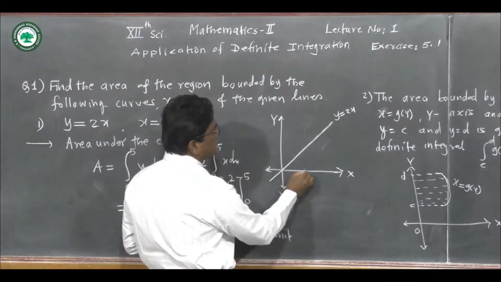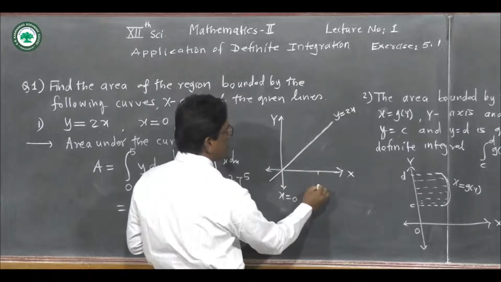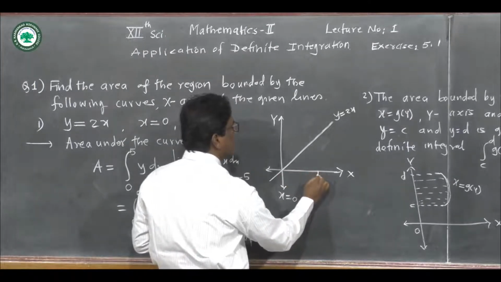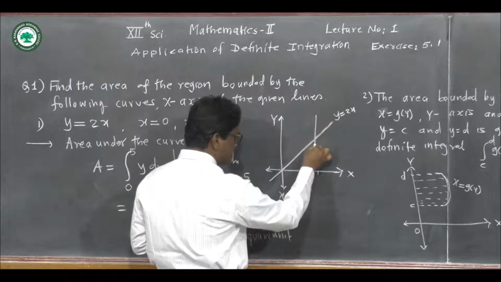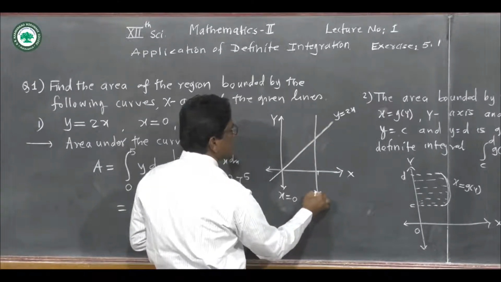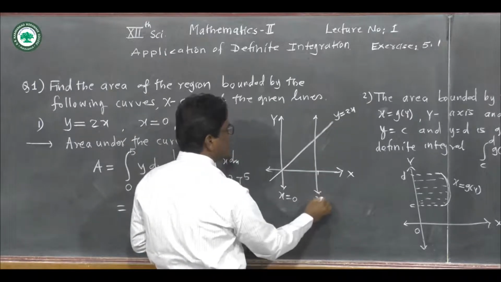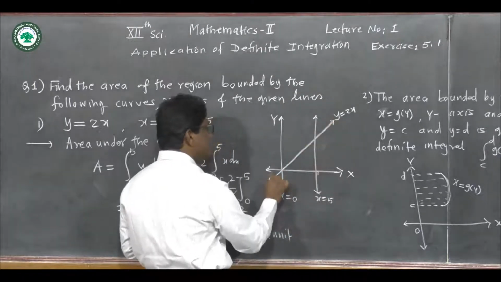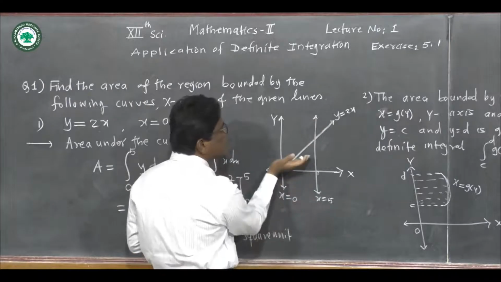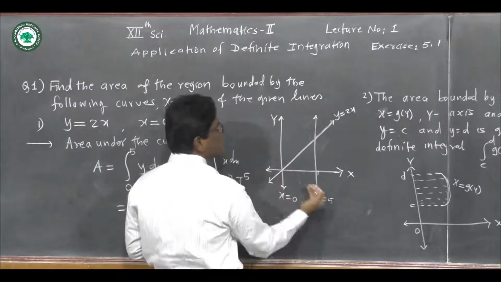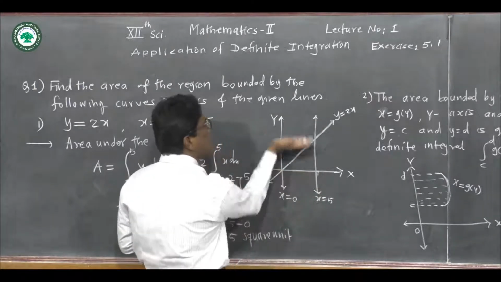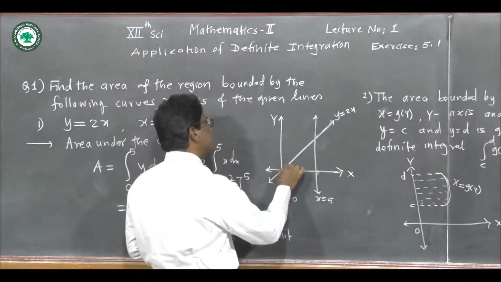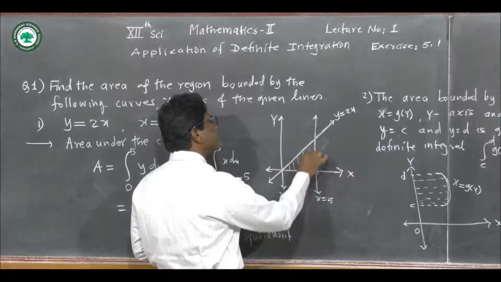Suppose here 1, 2, 3, 4, 5. Suppose here x is equal to 5, and from this x is equal to 5, draw this line. So this line is x is equal to 5. Now we have to find the area under this straight line y is equal to 2x, x is equal to 0, x is equal to 5 and above the x-axis. So this is the required area.